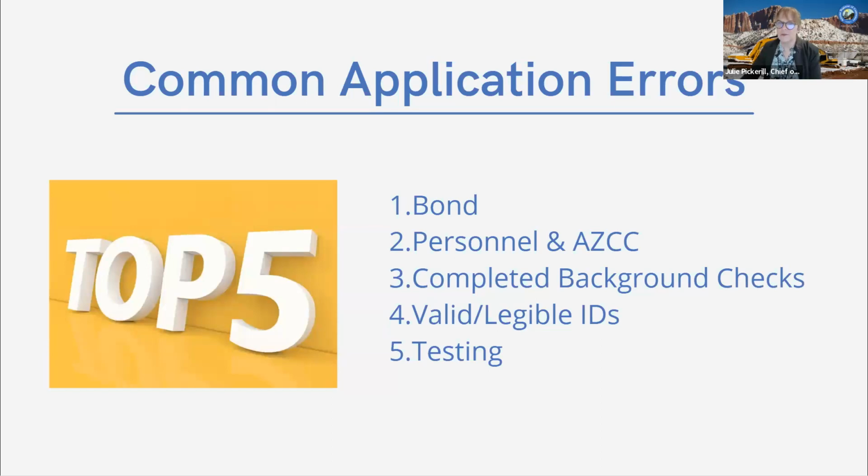So 5 of the most common application errors are on the screen here. They are your bond, your surety bond for the license, personnel, who's included, and Arizona Corporation Commission info, a completed background check, valid legible IDs, and testing. So those are the things that do catch people up, and we're going to explain more about that as we go through the course.